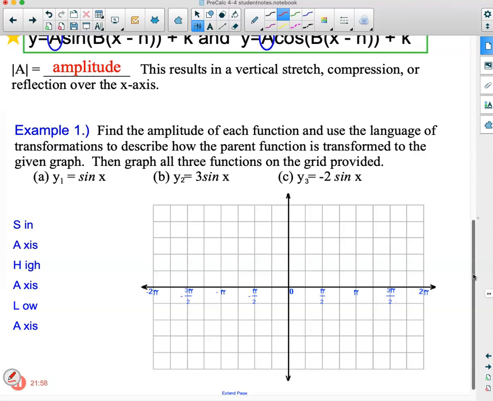Find the amplitude of each function. I'm going to start there. For this first one, it's a 1. There's nothing in front of it. It's a 1. For the second one, and I'm color coding, so I'm going to make everything with this first one red. For the second one, I'm going to go with black.